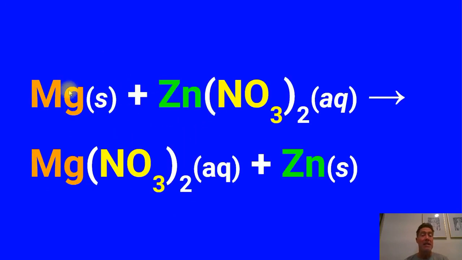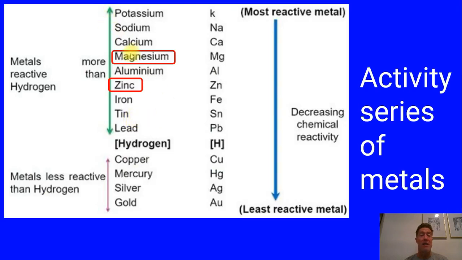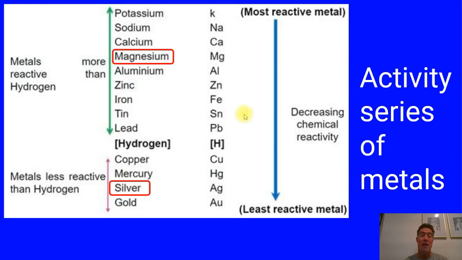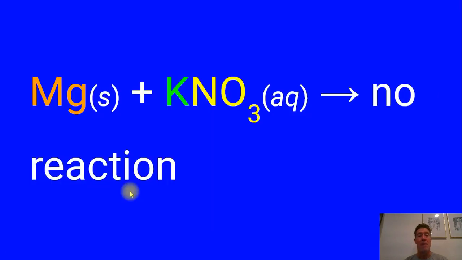So, will magnesium replace zinc in this compound of zinc nitrate? It will, because when we look at magnesium in the activity series of metals, it is above zinc. So magnesium will kick zinc out. Bye-bye zinc. Will magnesium replace silver in a compound of silver nitrate? Well, magnesium is way above silver. Of course it'll kick it to the curb.